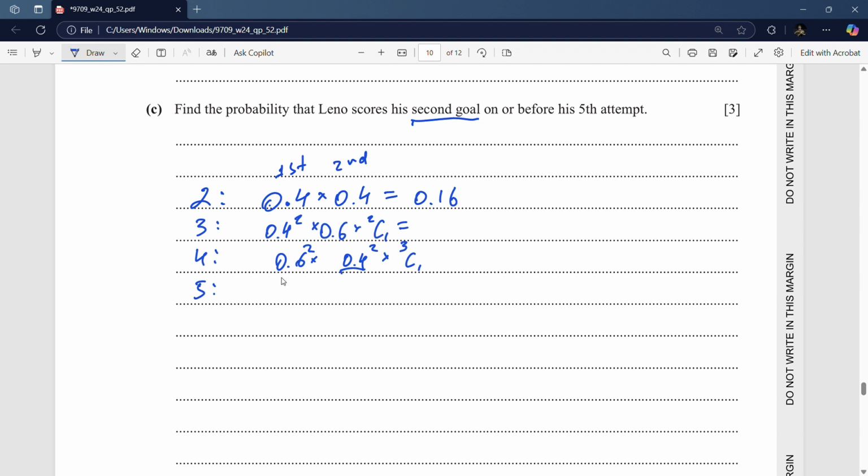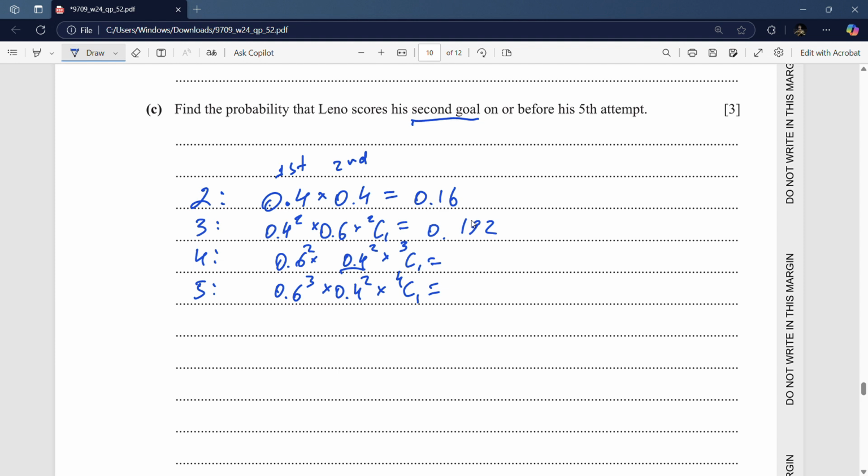And in the last we have 0.6 cubed multiplied by 0.4 squared multiplied by 4C1. Here also we know that the fifth attempt was success, but we don't know about the previous 4 attempts, but we know that there were 3 failures and 1 success, so we are using 4C1. And let's find the values here. 0.4 squared multiplied by 0.6 multiplied by 2, so it's 0.192.